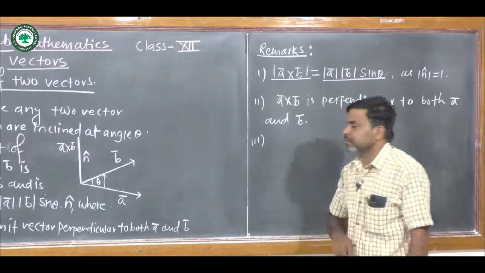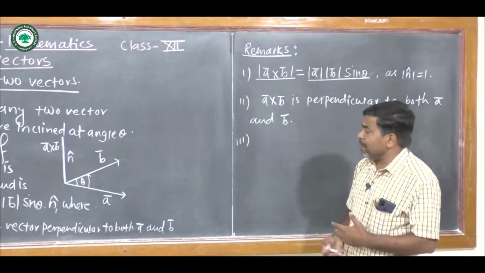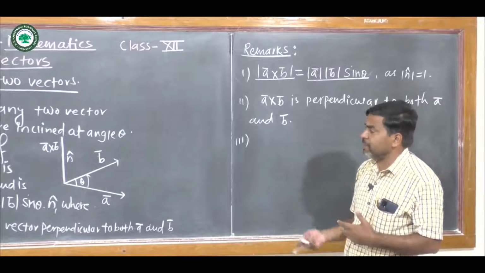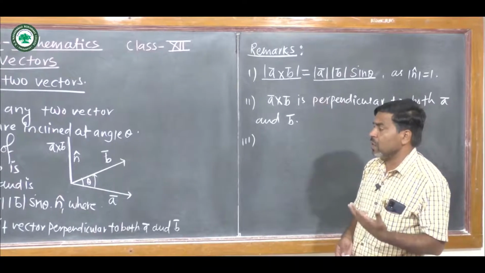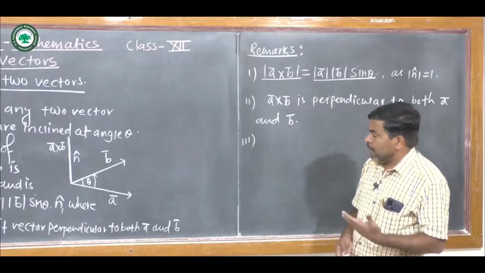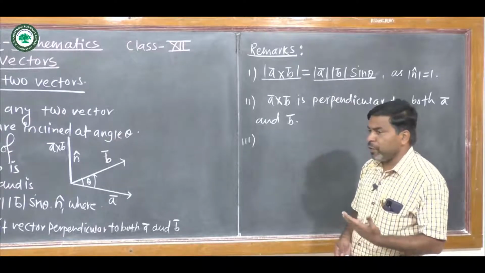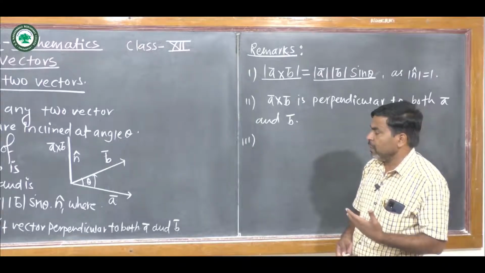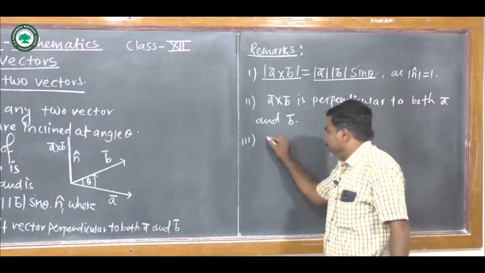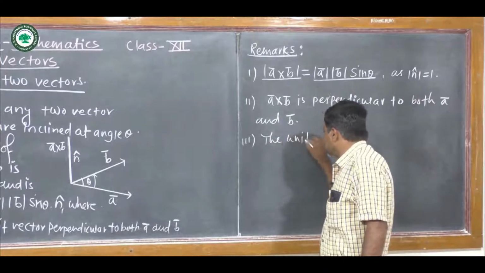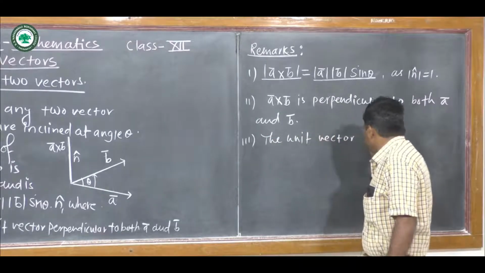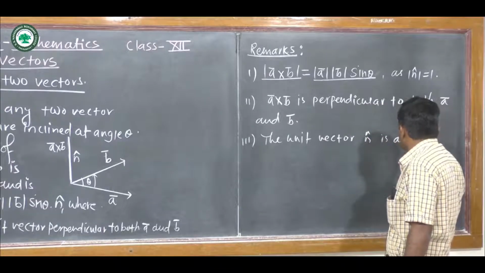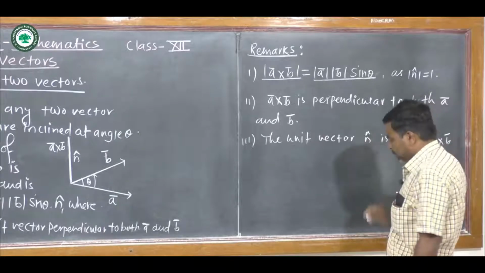Third remark. Now see, as n cap is the unit vector perpendicular to A bar and B bar, it means that n cap is the vector along the vector A bar cross B bar. So, by the definition of unit vector, we can write the n cap. The unit vector n cap is along A bar cross B bar.